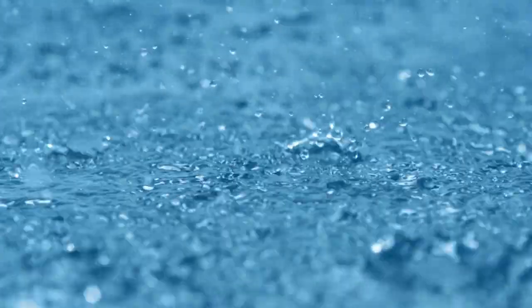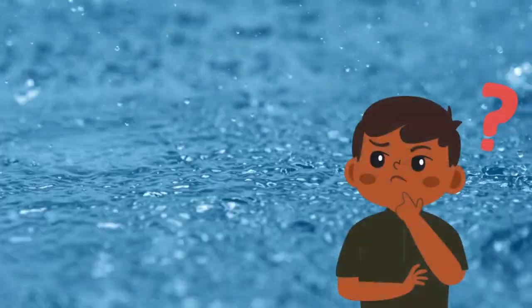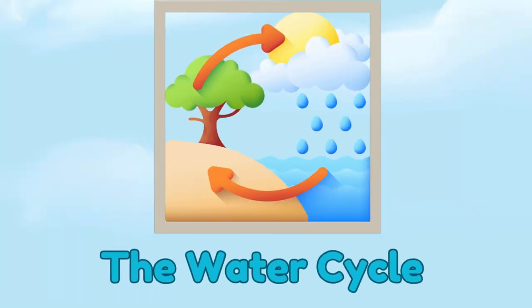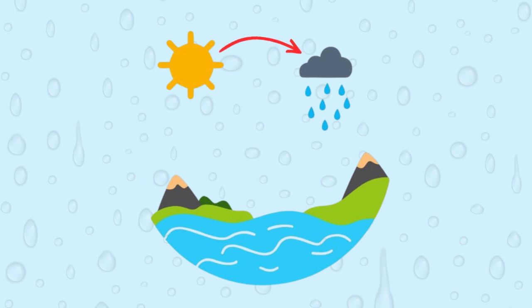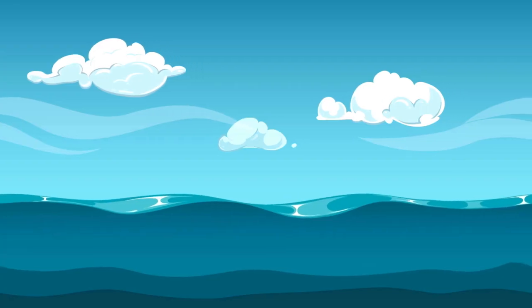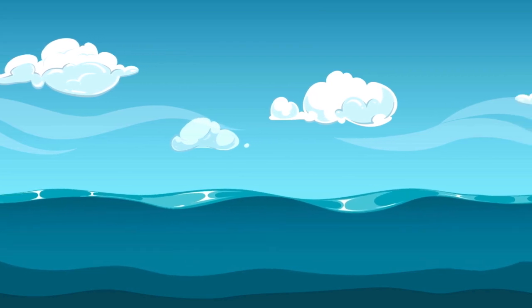Have you ever wondered, where does rain come from, and where does it go? Today we're going to learn about something amazing called the water cycle. The water cycle is nature's way of moving water around our planet, again and again. Let's follow the journey step by step.